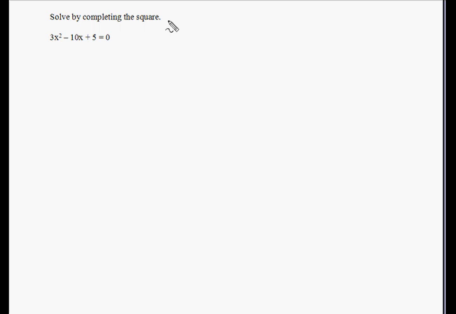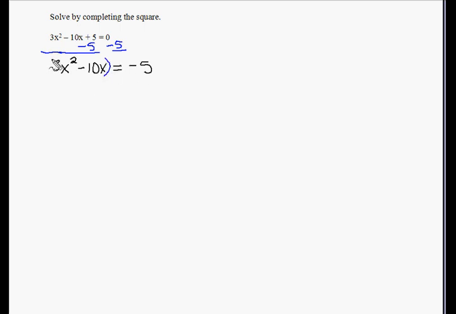Solve by completing the square. 3x squared minus 10x plus 5 equals 0. We first move the constant to the other side of the equation. So we now have 3x squared minus 10x is equal to negative 5.